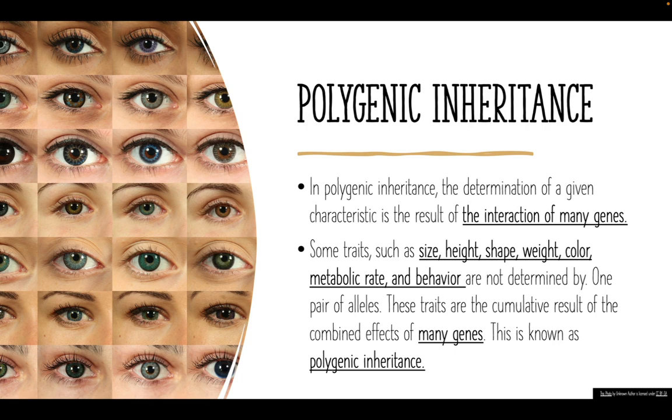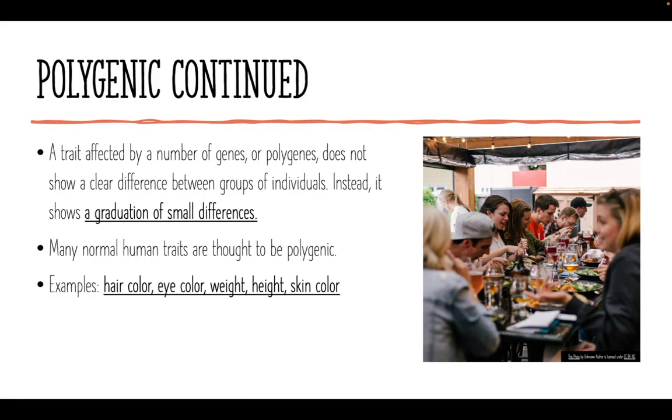We also have something called polygenic inheritance, which is where the determination of a characteristic is the result of an interaction of many genes. So some traits such as size, height, shape, weight, color, metabolic rate, behavior, and susceptibility for disease are not determined by one pair of alleles, but rather are the cumulative result of the combined effect of many different genes, and that's known as polygenic inheritance. A trait affected by a number of genes, or polygenes, does not show a clear difference between groups of individuals, but we'll see a tiny gradation of differences.